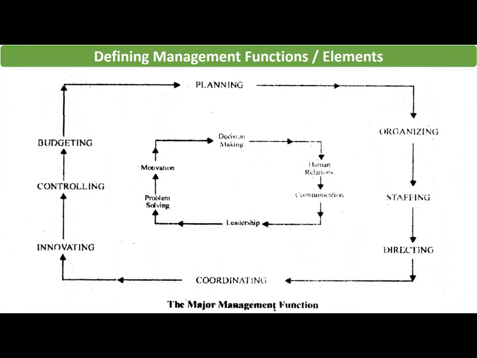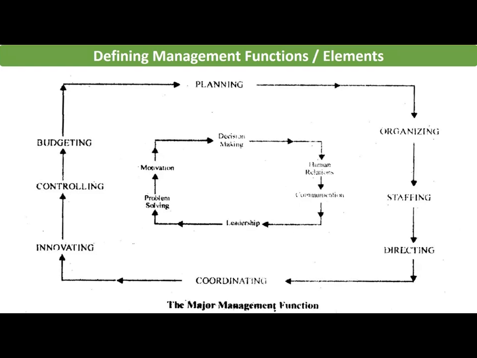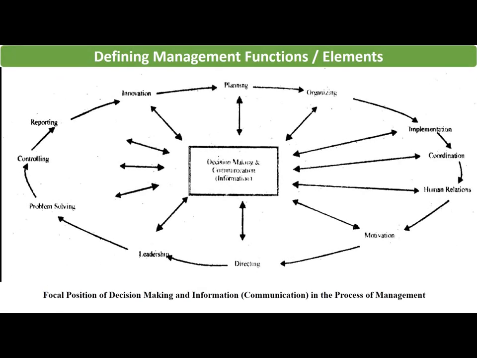Now here we can say that planning, organizing, staffing, directing, coordinating, innovating, controlling, budgeting, all these things are going to be in a circle. Everything is connected and one thing goes from one to the other. Decision making or communication or information is always concerned with planning, organizing, implementation, coordination, human relations, motivation, directing, leadership, problem solving, controlling, reporting, innovation. So everything has its importance with decision making or communication.